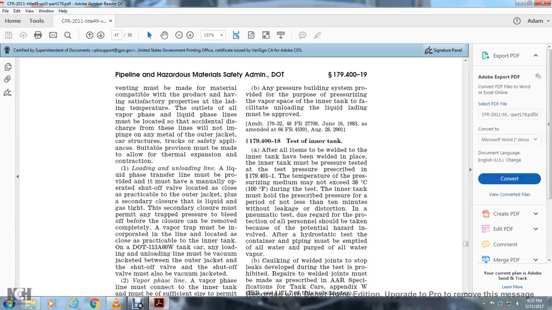Any pressure building system provided for the purpose of pressurizing the vapor space of the inner tank of the facility, for unloading the liquid lading, must be approved. 179.418, testing of the inner tank.